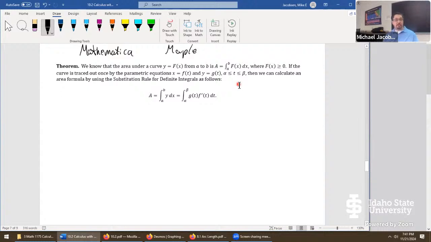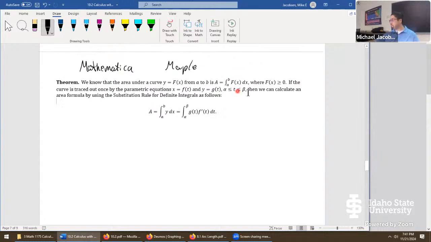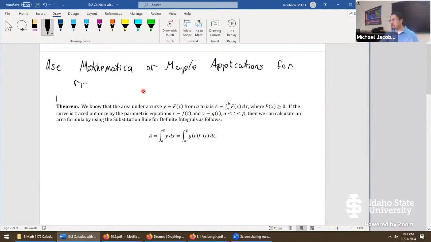Well, other questions or comments so far? I should complete this thought right here. If people come back to the notes or have no idea what we're saying, let's say for actual sentence, use Mathematica or Maple applications for rigorous plotting in 3D.